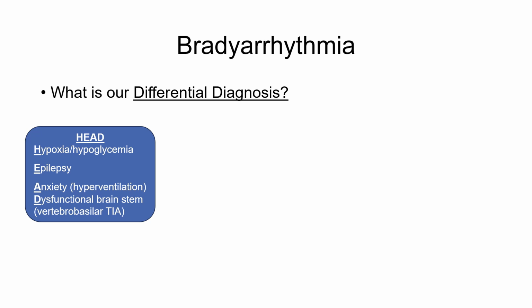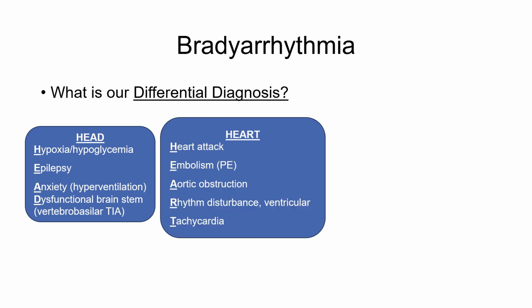Anxiety, which results in hyperventilation, can cause a patient to pass out, as well as dysfunctional brainstem, which is another name for vertebral basilar TIAs or strokes. Heart attacks can cause syncope. Embolism can cause syncope. It's actually one of the most common presenting symptoms for PE that results in a missed pulmonary embolism. Aortic obstruction, things like idiopathic hypertrophic subaortic stenosis or aortic stenosis or myxoma can cause aortic obstruction resulting in syncope.